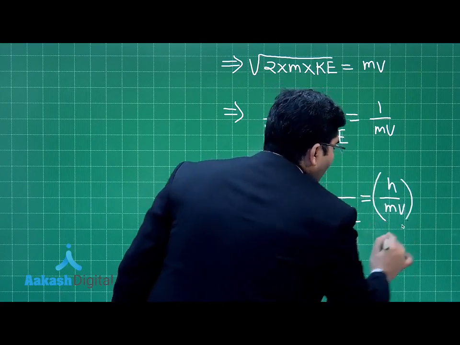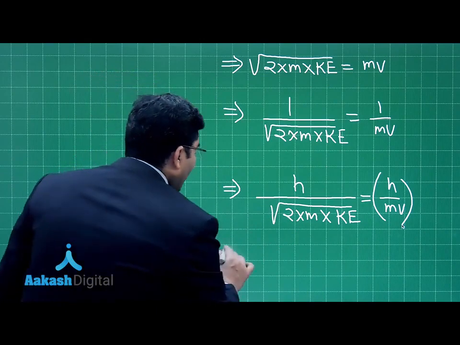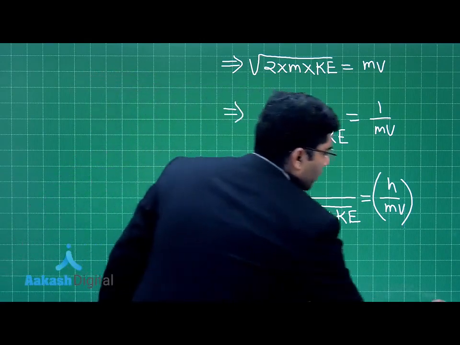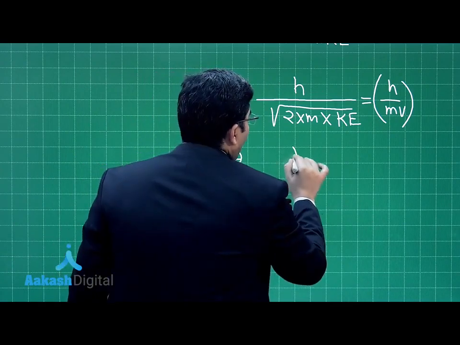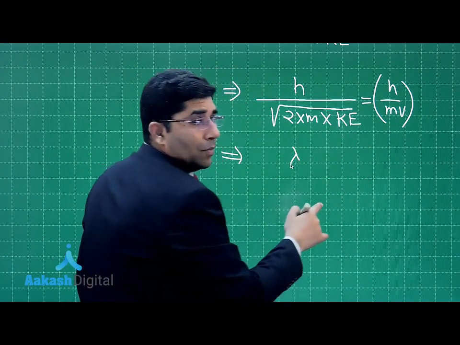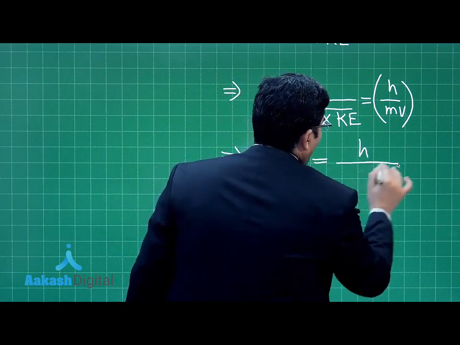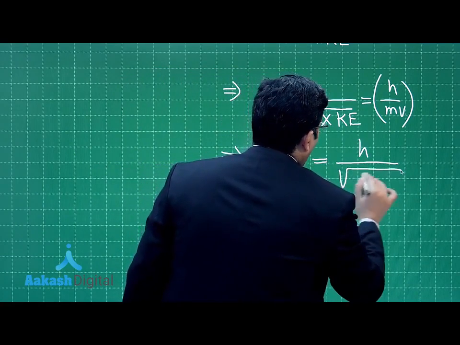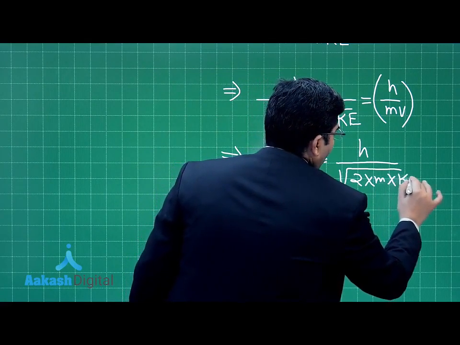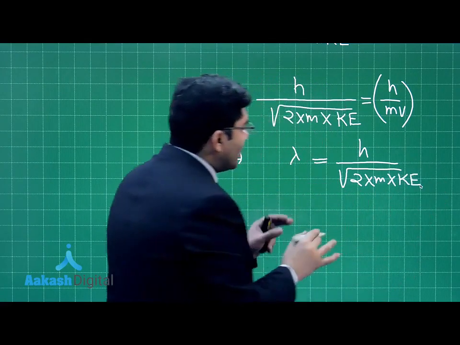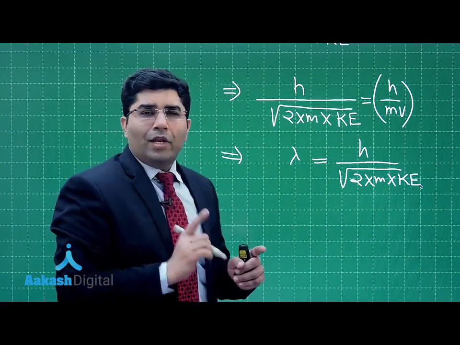Now, we all know that this h upon mv is equal to lambda. That's why we can write, therefore, lambda, which is h upon mv, will be equal to h upon under root of 2 into m into Ke. So, this is the derivation of this particular formula, and this is the end of the lecture also.